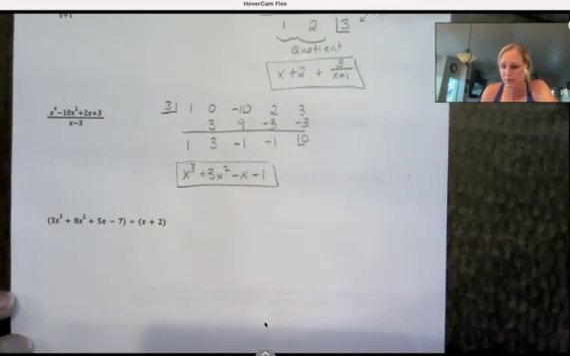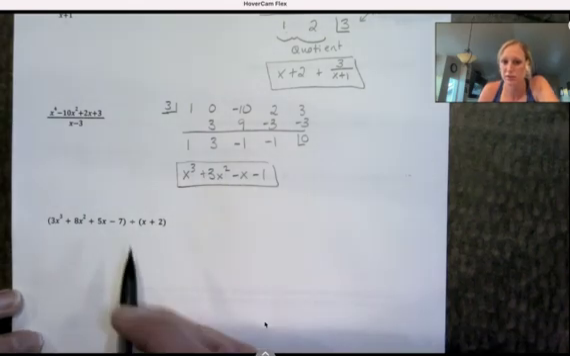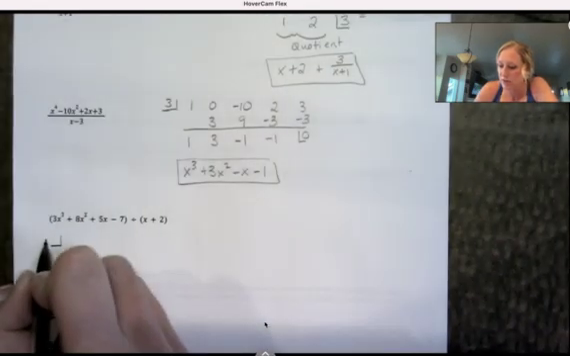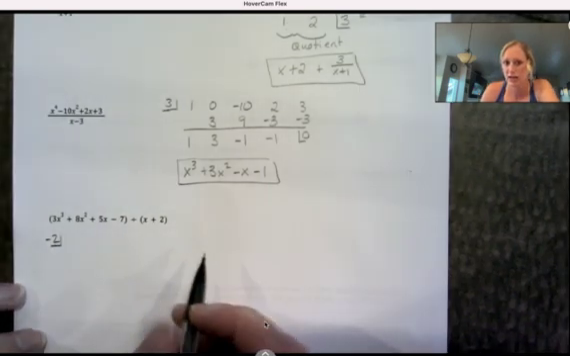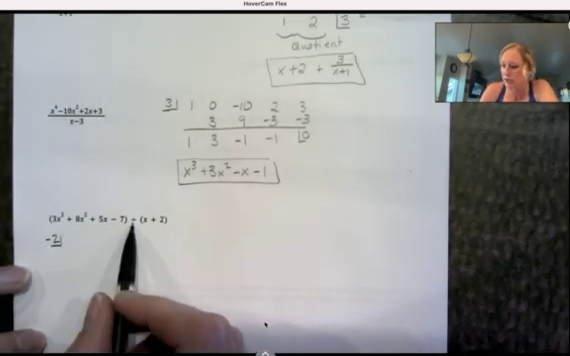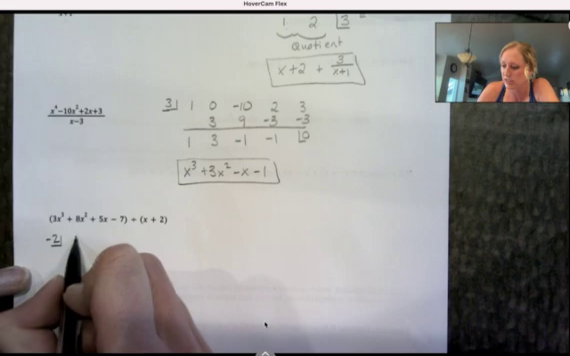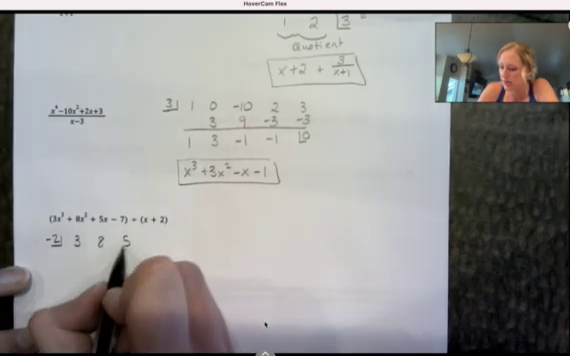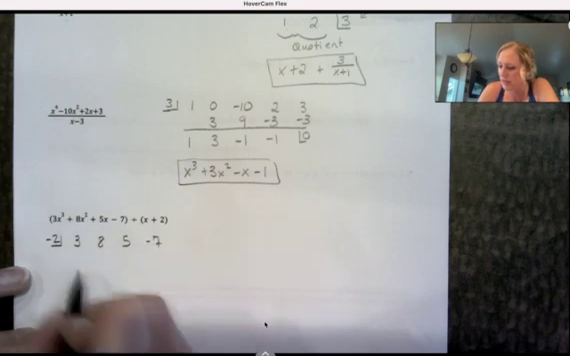This one here, I'm dividing by x plus 2, so it's in the nice form for synthetic division. -2 is what's going to go in our box. The highest exponent is 3, and it goes down by 1 each time, so we just need to list the coefficients. 3, 8, 5, and then -7.